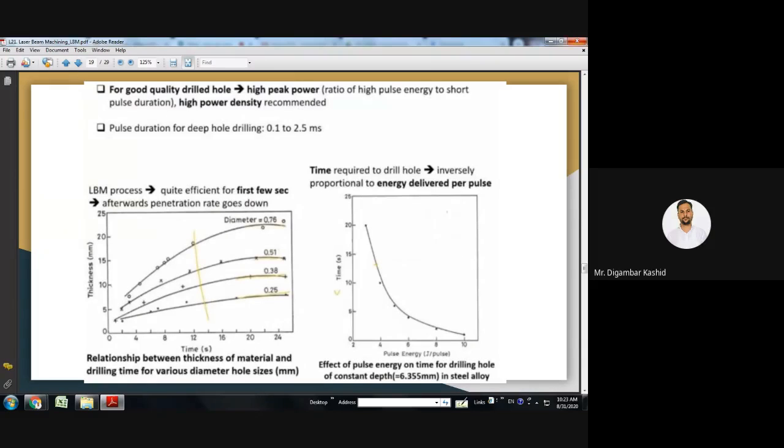So you can see in this diagram, one of the authors mentioned the relation between the thickness of the metal and the drilling time for various hole diameters. Our laser beam process is quite efficient for the first few seconds only, but afterwards as it penetrates, the rate goes down. Also the time required to drill a hole is normally inversely proportional to the energy delivered per pulse. That is also given by one of the authors.